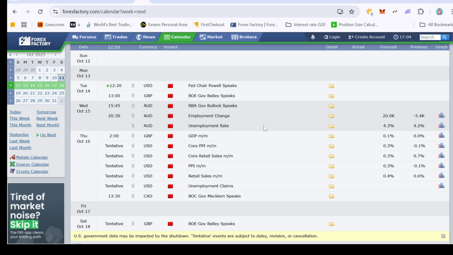To start this analysis, we need to look at our Forex Factory to see those days that we are expecting this volatility in the market. As you can see, on Monday we do not have any news. Tuesday, we do have USD and GBP news coming into the market. And on Wednesday, we have all through AUD news. So these are red folder news.